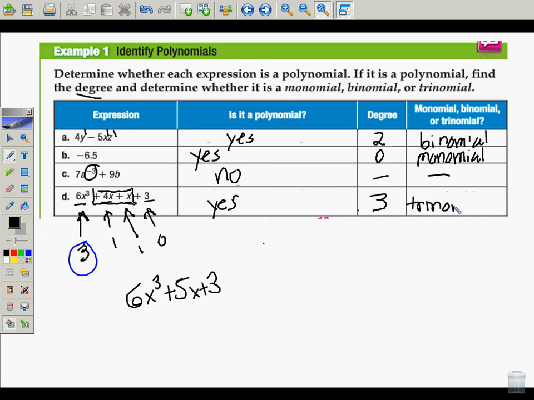But the main thing I want you to be seeing here is being able to see what degree it is. Remember, the degree of a polynomial is just the degree of the highest monomial inside it. So we look for the highest degree of any individual monomial. That's where we got our degree of 3 and our degree of 2 and our degree of 0.